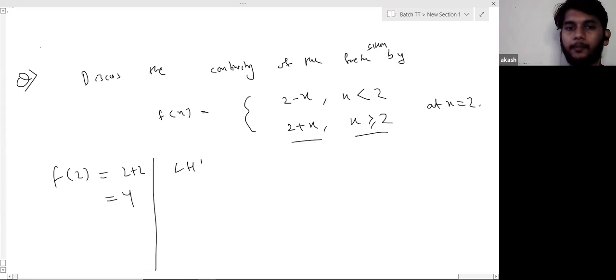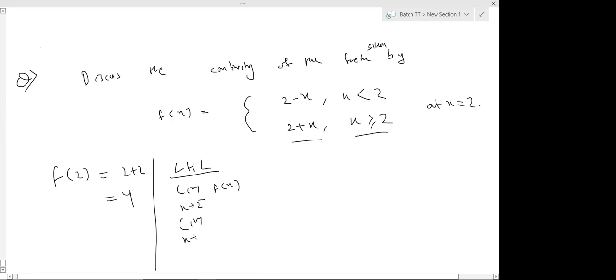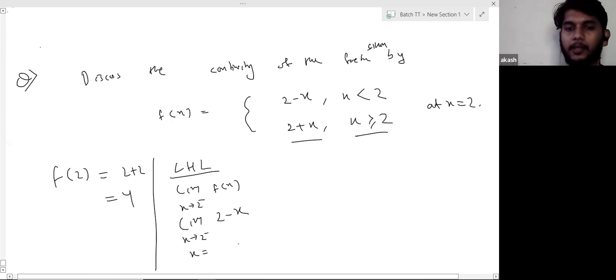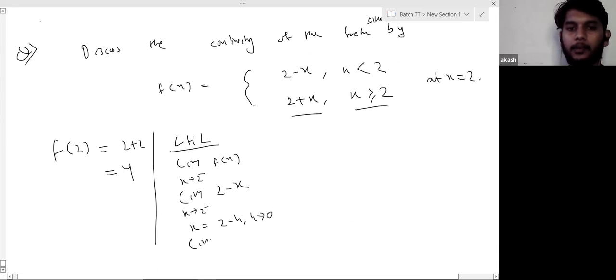Now LHL, limit as x tends to 2 minus of f of x. So Aman, what function to assume here? 2 minus x. So x we replace with 2 minus h, h tending to 0. So finally, what we have is limit h tending to 0 of 2 minus h. Now you can use direct substitution, putting h equals 0. So 2 minus 2 is 0. All right.